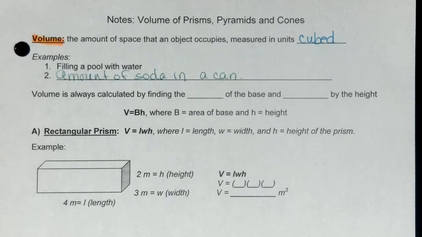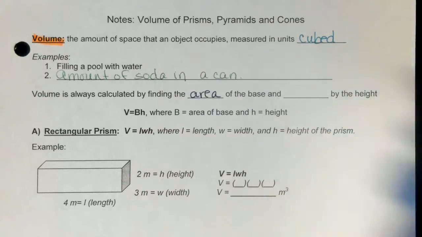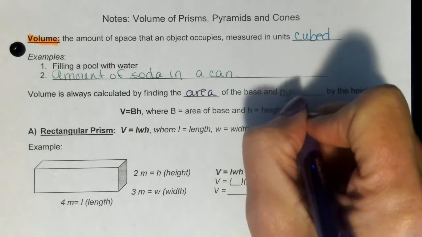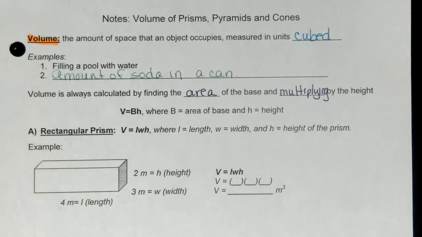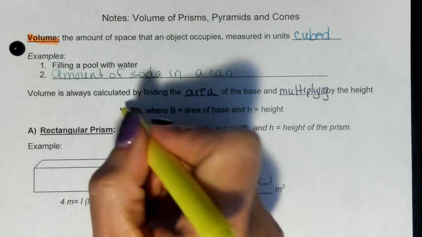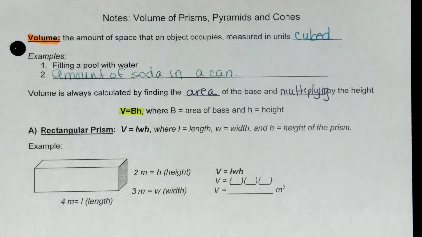So volume is always calculated by finding the area of the base and multiplying by the height. So there's a general formula here, but we get more specific as we go through. So the general formula would be the volume equals the area of the base times the height. Now that's, again, very general. So we're going to be very specific, though, when we actually get into the solving process.